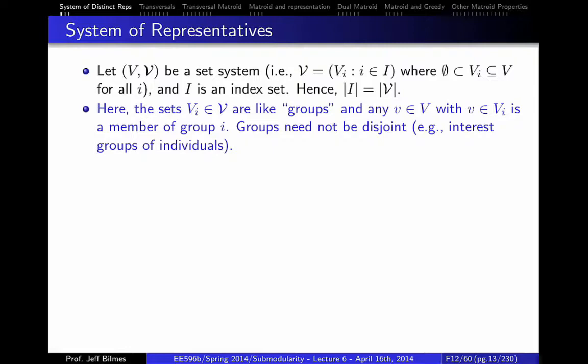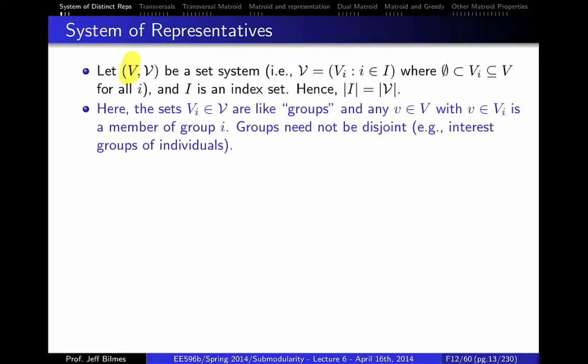And what we're going to think of these are groups. So this is not necessarily a partition like we saw before. In other words, V_i and V_j could potentially intersect. These could be thought of as interest groups of individuals. Like let's say that V is a group of people.